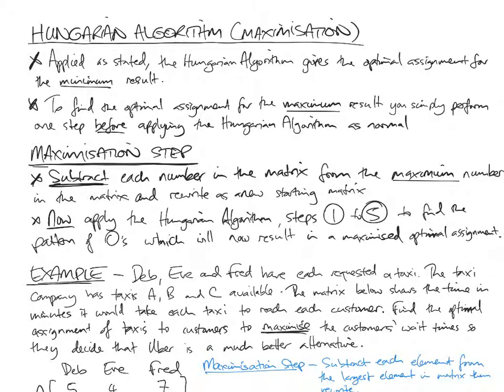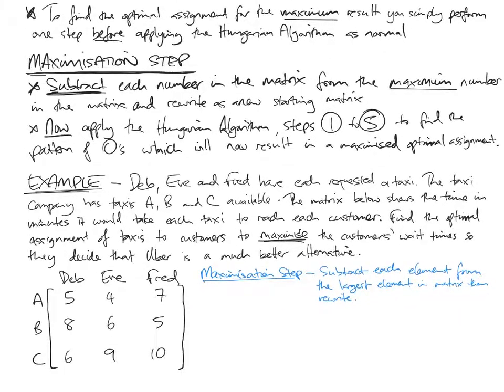This is another video. This one is on the Hungarian algorithm, but for maximization this time. As stated previously, the Hungarian algorithm gives the optimal assignment for minimum results, so you're minimizing using the Hungarian algorithm straight up. To find the optimal assignment for the maximum result, you only need to perform one step before applying the Hungarian algorithm as normal. So to maximize, you just do one step in front of doing the Hungarian algorithm, which is the complete opposite of what you were doing before and in the previous video.